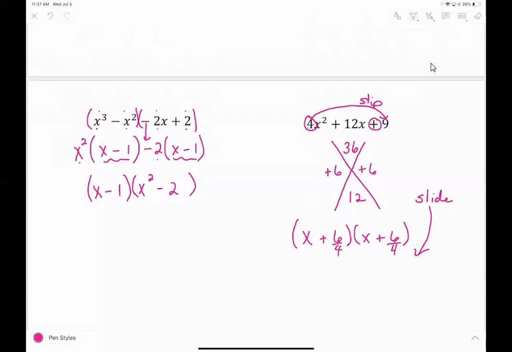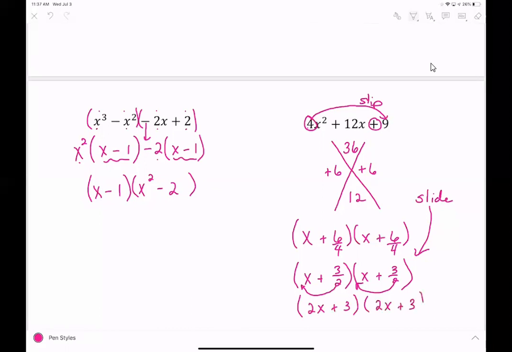So when we reduce this fraction, it will be 3 over 2 for both. Now notice, since I still have a fraction, I'm going to slide the 2 now in front of the x. And if you notice, this one is actually a perfect square trinomial. So what we can do, since it's the same two factors, I'm going to write 2x plus 3 squared.